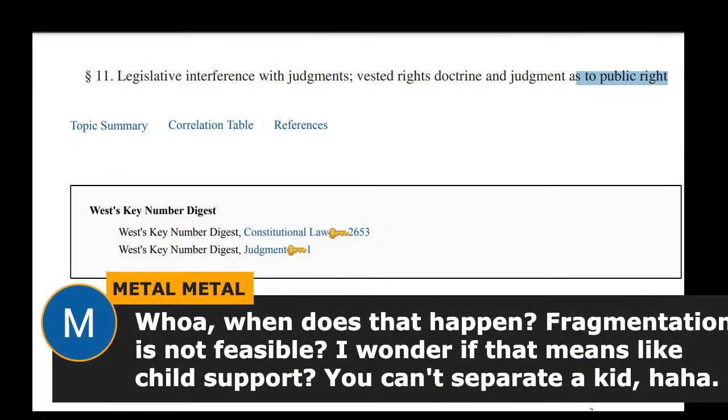Whoa, when does that happen? Fragmentation is not feasible? Well, yeah. I wonder if that means like child support. You can't separate a kid. Well, exactly. These things are where you need to bring up these points of law, principles of law. Again, the overarching theme of this presentation is the principles of law that guide judgments.